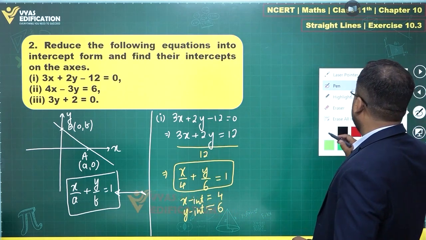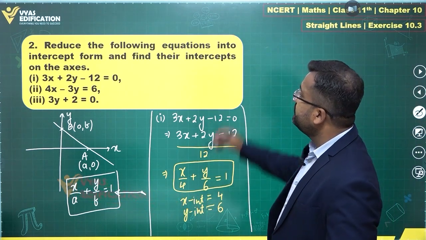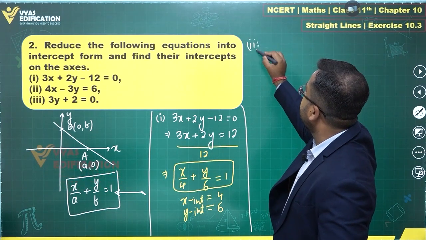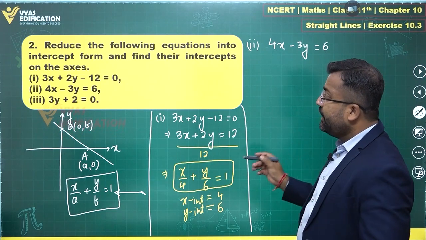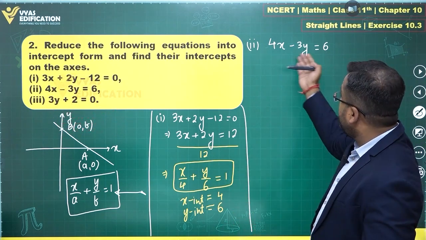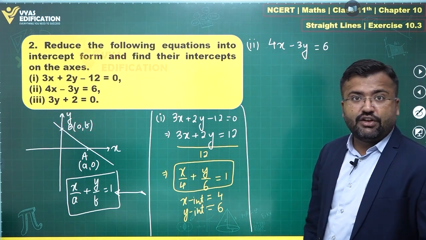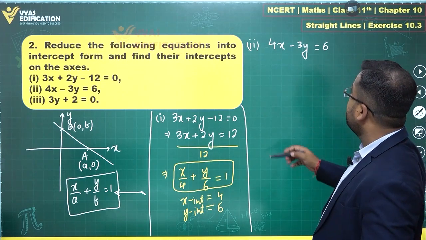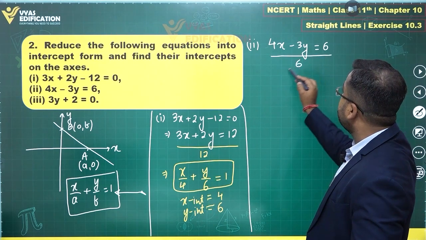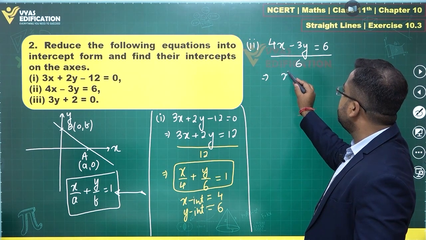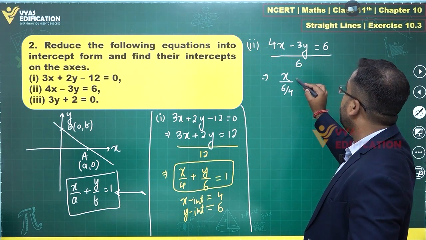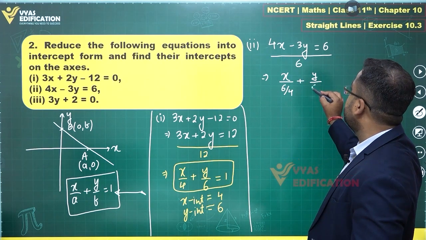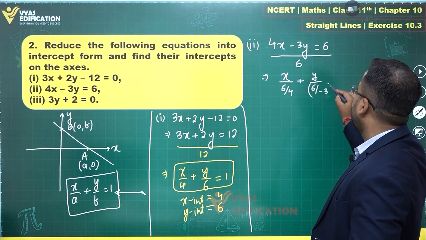What does the second part have? The equation is 4x - 3y = 6. If you observe carefully, we have all terms having x and y on the left hand side, and we have the constant on the right hand side. So simply divide by 6 is what we are supposed to do. Let's do that. This becomes x upon 6 by 4 plus y upon 6 over minus 3.